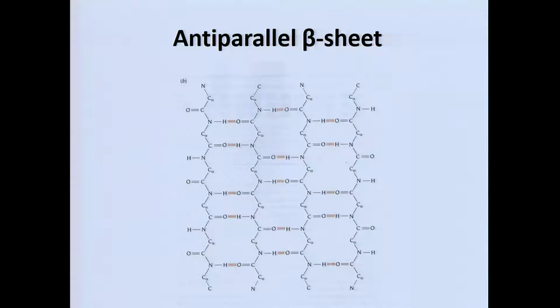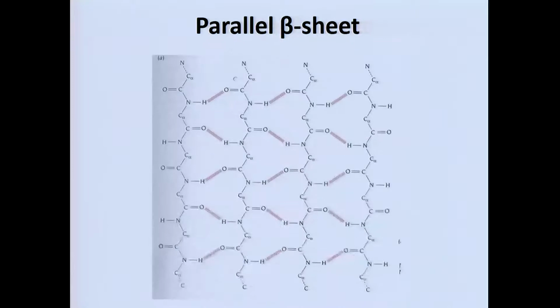So they are parallel beta sheets and anti-parallel beta sheets, and the difference is only in the hydrogen bonding. These are anti-parallel, starting from N to C and then C to N, then N to C and C to N. Okay, and the hydrogen bonding is present between two chains. Not intramolecular, but interchain hydrogen bonding is present.